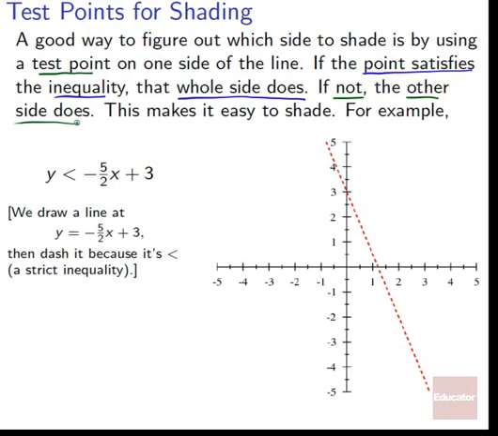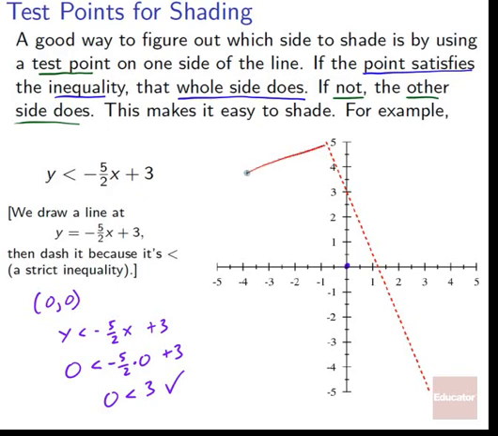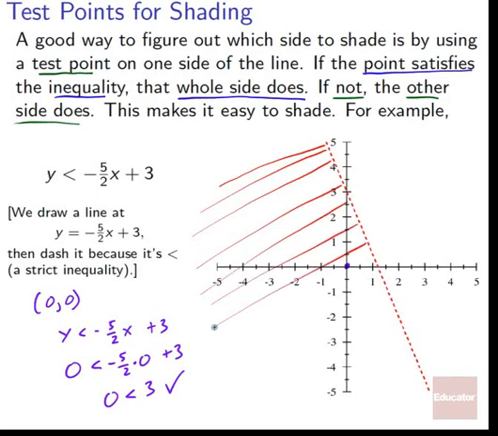So for example, if we have y is less than negative 5 halves x plus 3, we could try the test point (0, 0). (0, 0) is almost always a great test point because you can plug in zeros really, really easily. So let's see, would that work out? If we have y less than negative 5 halves x plus 3, we plug in 0 for our y, we plug in 0 for our x, plus 3. So we've got, is 0 less than 3? Sure enough, that checks out. So our test point is good. If our test point is good, that means the entire side must be good. So we just shade this side to say anything below that line is going to be true.